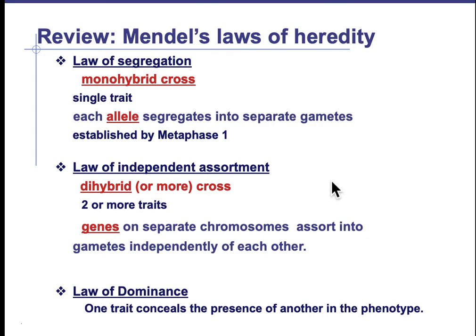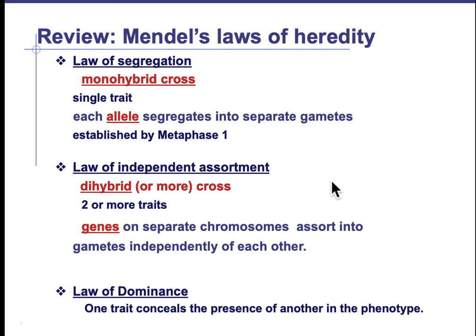Okay, so let's review Mendel's laws real quick. We have the law of segregation. We can see that in a monohybrid cross. We're looking at a single trait, and each allele segregates or separates into different gametes so that you only have one allele per gene in each gamete. If you wind up with extra alleles, you're going to have too many, and that will cause problems in the offspring.